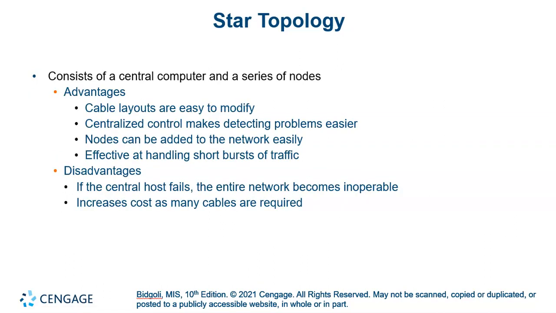If we were to draw this, do a line diagram, it looks just like a star. You have a central computer and a series of nodes. Cable layout is super easy. You centralize control, you know exactly where it's going, and we can diagnose problems very easily in a star topology. We can quickly add other devices onto it, but if the central host fails, the entire network goes down.